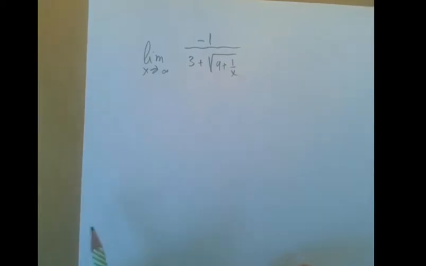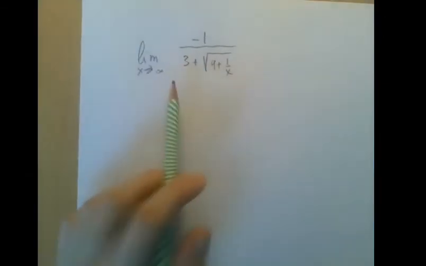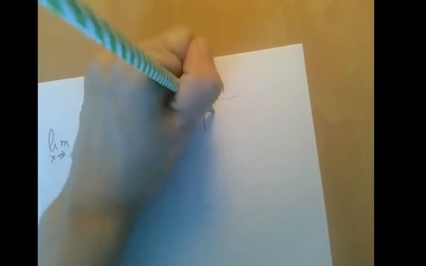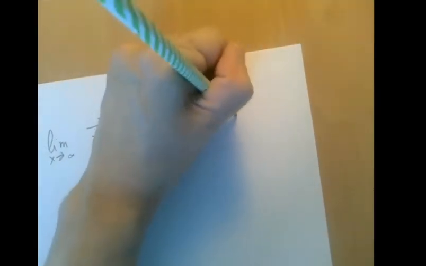So, if we look at the list of properties, first we're going to start with the quotient rule. This limit, if it exists, is the same as the limit of the constant function -1 and the limit of 3 plus square root of 9 plus 1 over x.